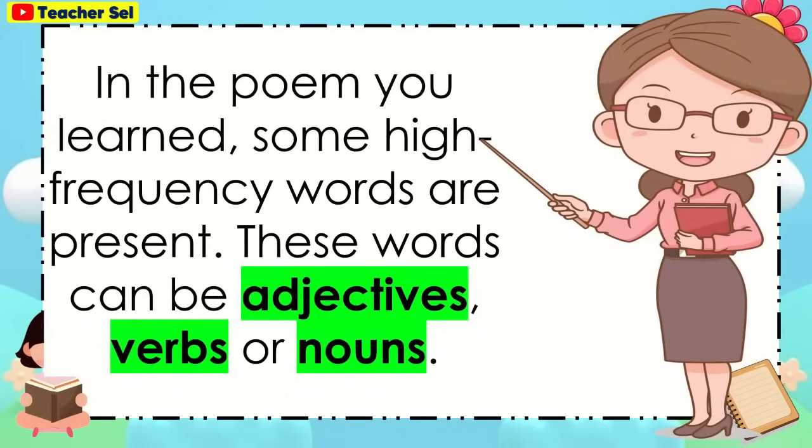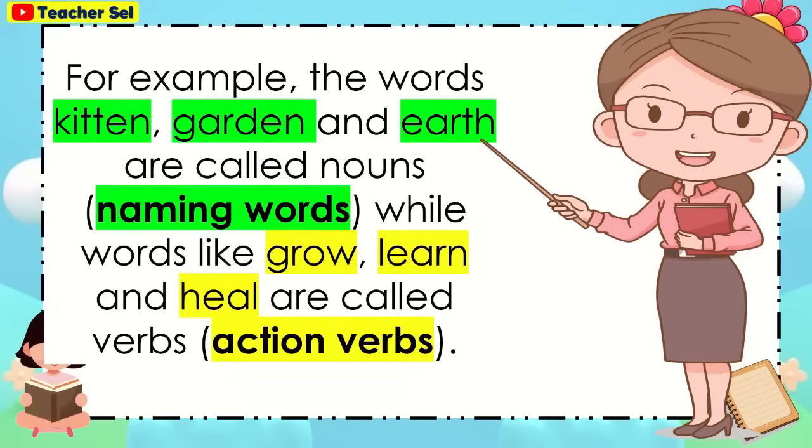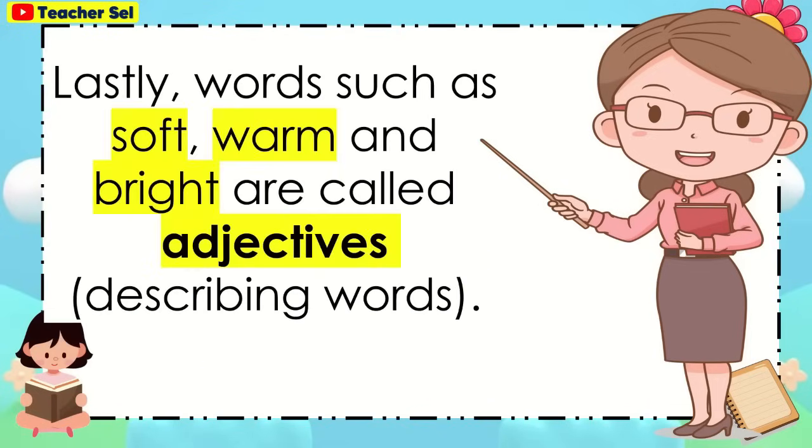Second reading by the learners. In the poem, you learned some high-frequency words are present. These words can be adjectives, verbs, or nouns. For example, the words kitten, garden, and earth are called nouns or naming words, while words like grow, learn, and heal are called verbs, action verbs. Lastly, words such as soft, warm, and bright are called adjectives. They are describing words.